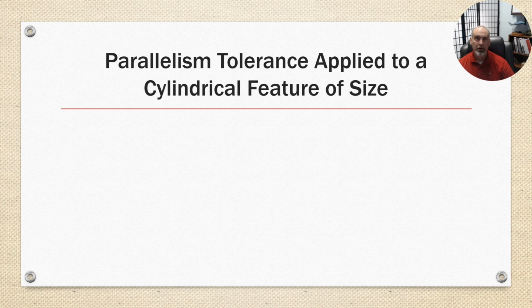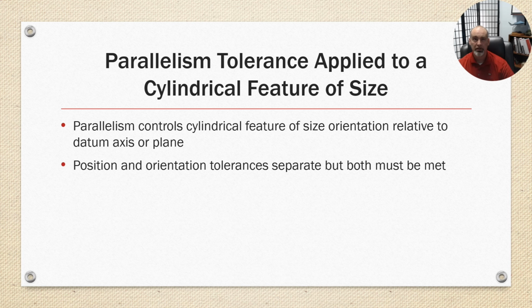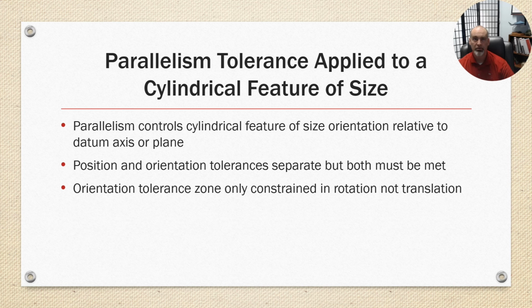Parallelism tolerance applied to a cylindrical feature of size. Parallelism controls cylindrical features of size orientation relative to the datum axis or plane. Position and orientation tolerances are separate, but both must be met. An orientation tolerance zone is only constrained in rotation, not in translation. So it's only as the part rotates, not as it's from one place to another.